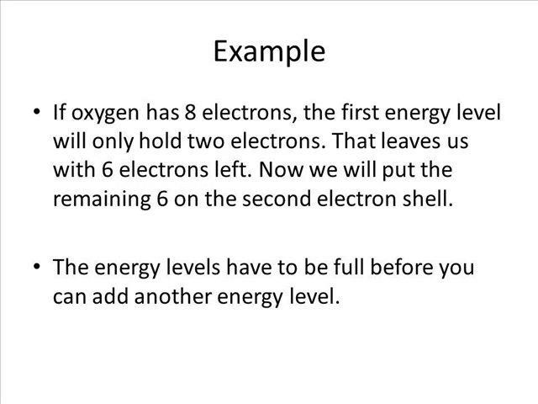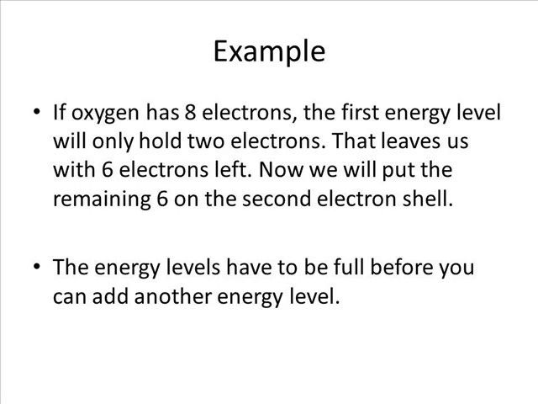For example, let's take the element oxygen. Oxygen has 8 electrons. So the first energy level is going to hold 2 electrons. It can't hold any more than 2. So there's no way to put more than 2 electrons in that first energy or electron shell. So that leaves us with 6 electrons, because 8 minus 2 is 6. So now we put the remaining electrons on the second electron shell. So we put 6 out there.